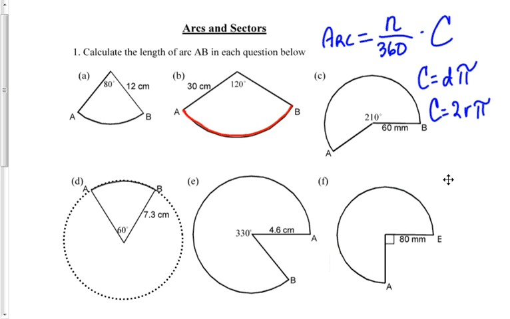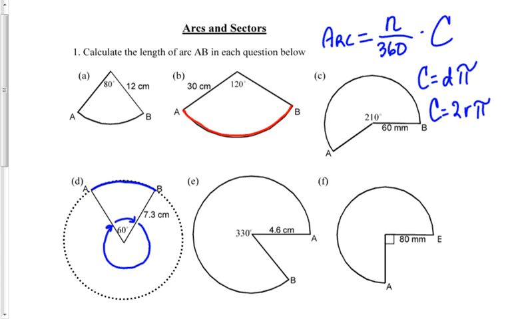For illustration purposes, I just drew a whole circle with a dotted line. But for this problem, all we want to know is how long that line is from A to B. And it relates to this angle, 60 degrees. That means we're turning 60 degrees out of the total, which is 360.